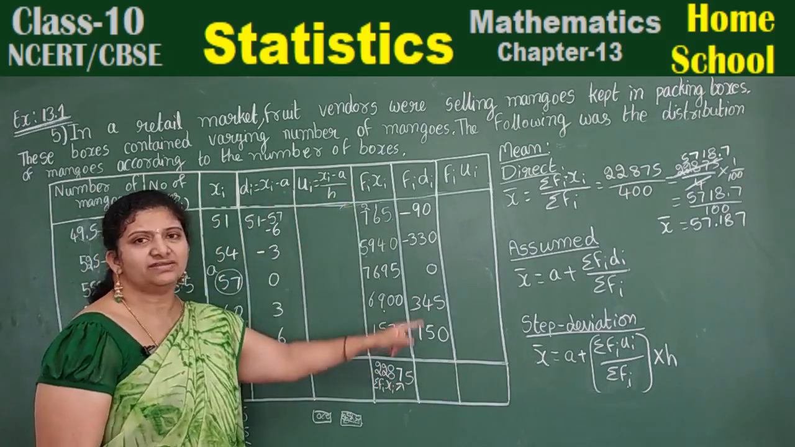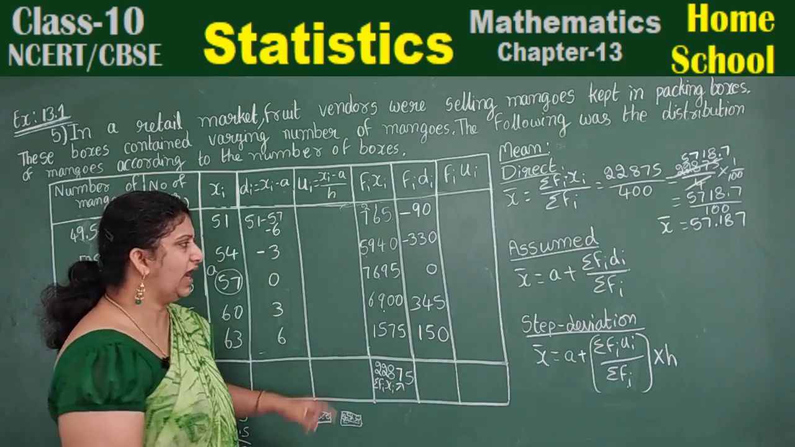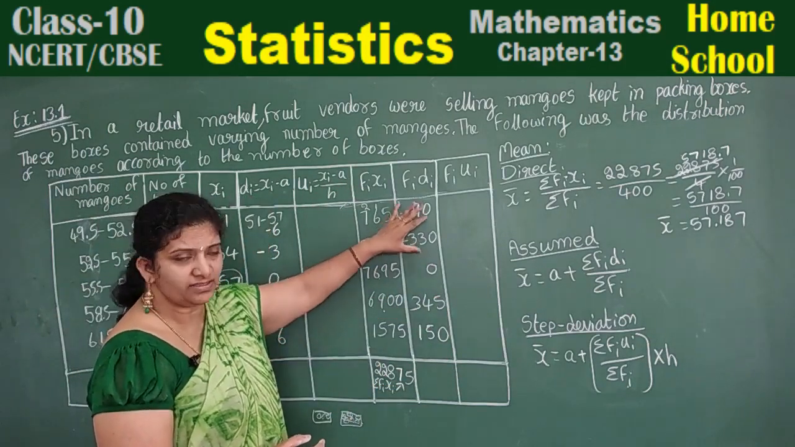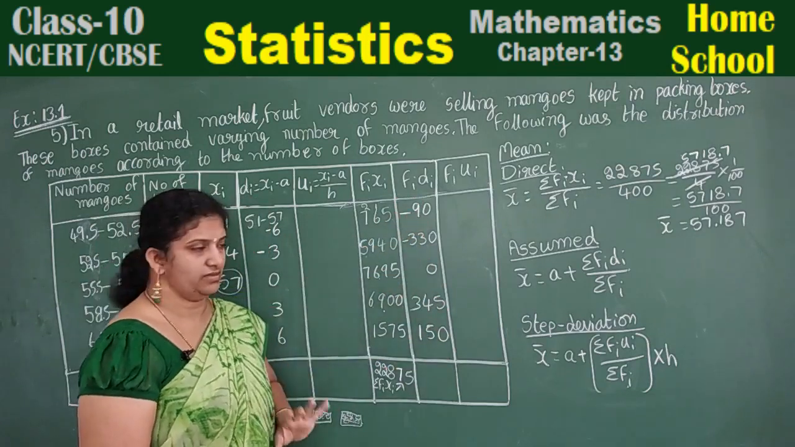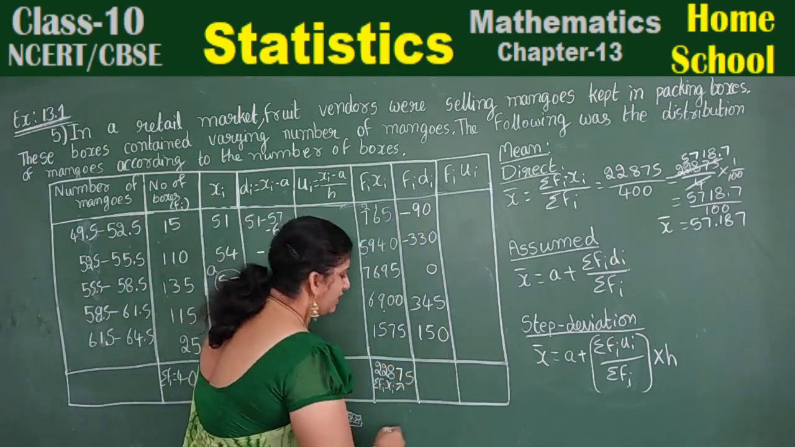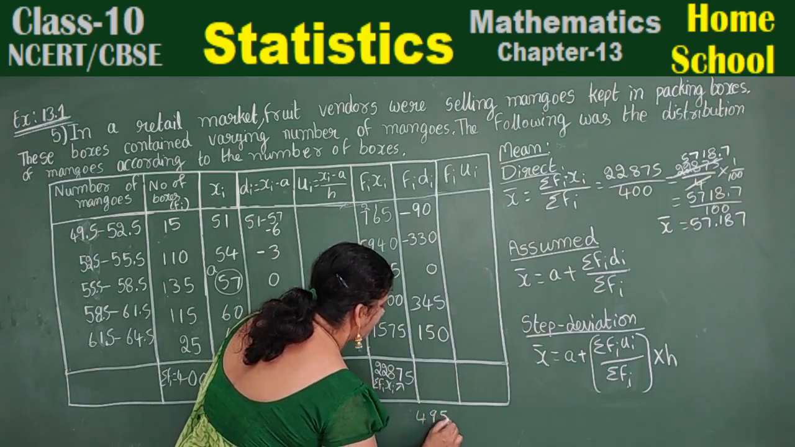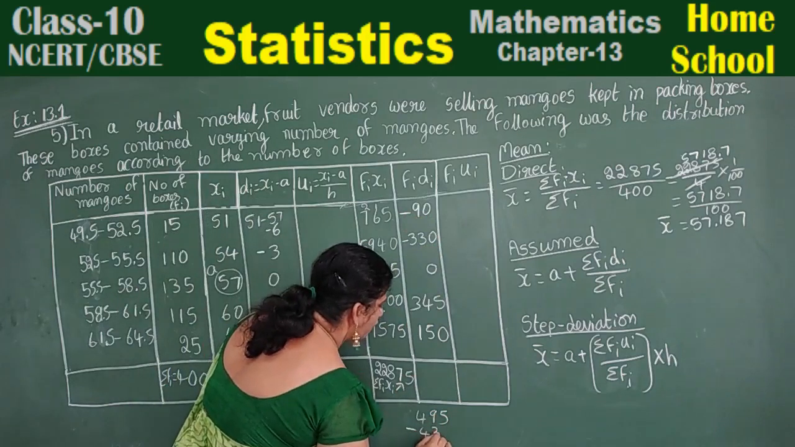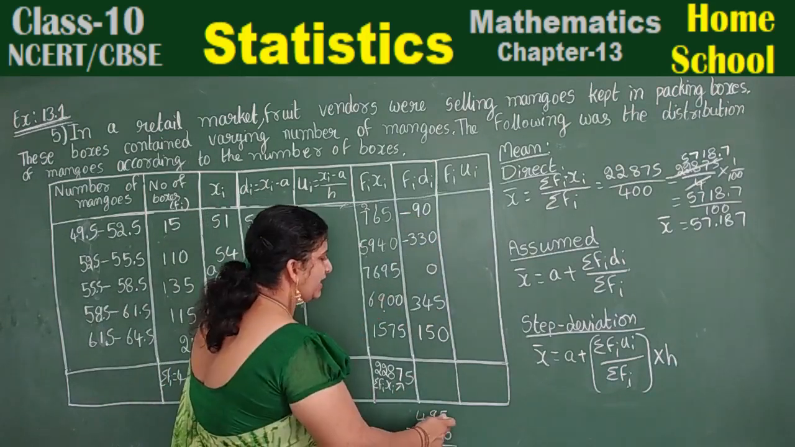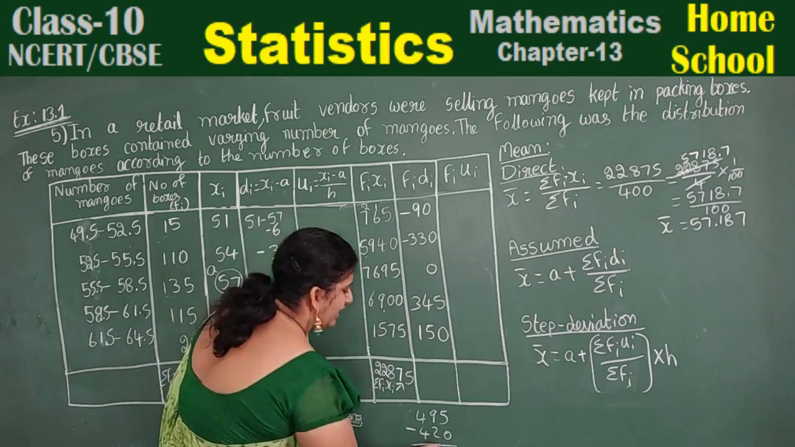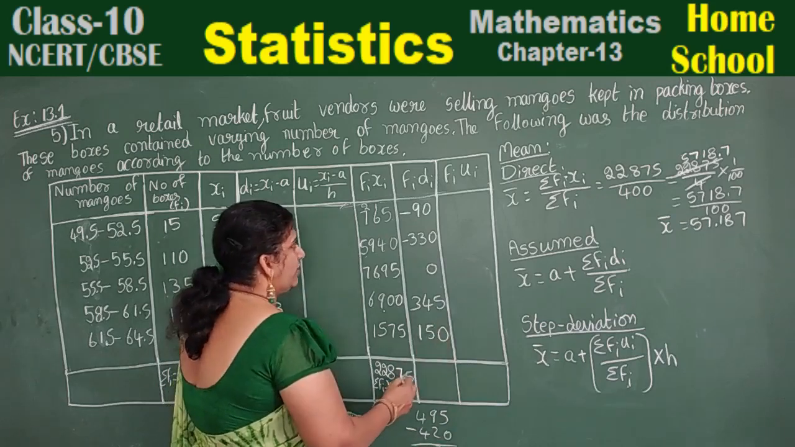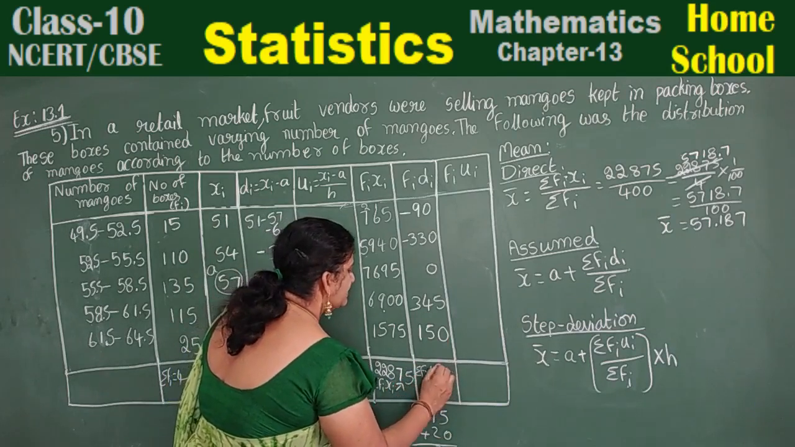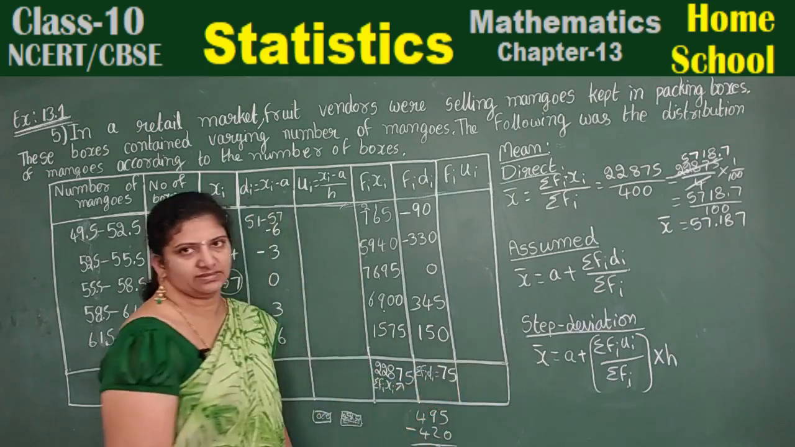Okay. Now add summation fi di. How are we going to add? Add first all positives, then all negatives, and subtract these from this. 345 plus 150 will be 495. Now add the two negatives, it will be minus 420. 495 minus 420 will be 75. So right here summation fi di is equal to 75 is your answer.